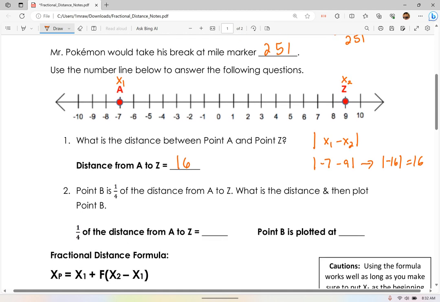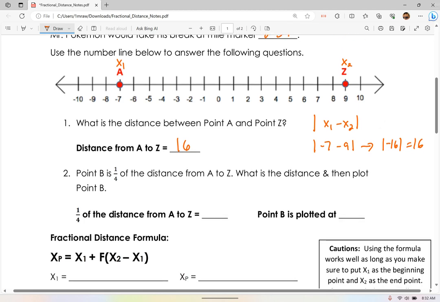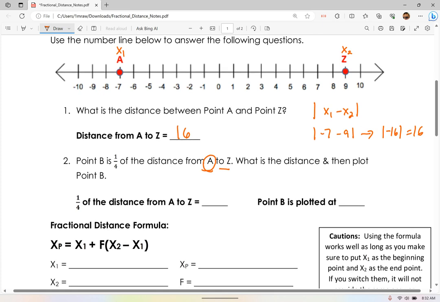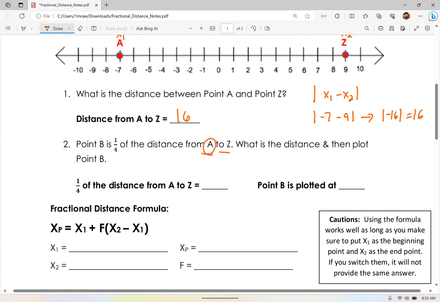So now that we know the total distance from A to Z, which is 16 units, we want to find point B, which is 1/4 of the distance from A to Z. So what is the distance? And then plot point B. So remember, we're going from A to Z. That's very, very important. Okay. So 1/4 the distance from A to Z. So we're going to take that 16, right? And we're going to multiply it by 1/4, basically dividing it by 4, right? So 1/4 the distance from A to Z is 4 units.